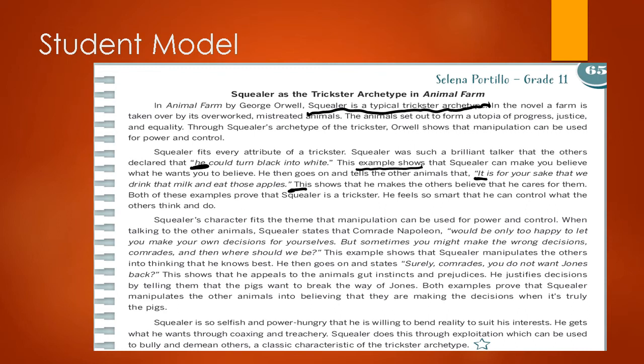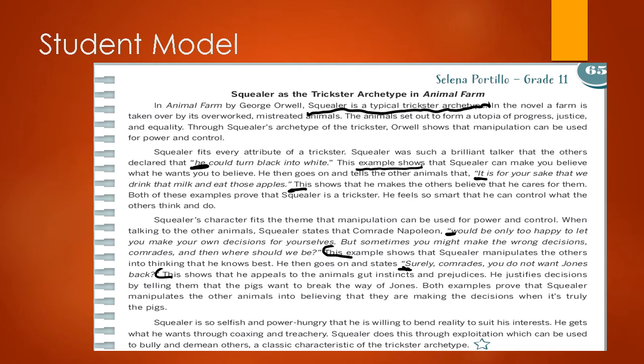So again, let's go through and underline those quotes that they pulled out to prove that thesis that Squealer is an archetype and that he uses manipulation. We can see this quote right here where he says he would only be too happy to let you make your own decisions. And then the next one says, surely, comrades, you don't want Jones back. They also use those sentence stems again where it says this example shows. The other one that they use says, this shows.